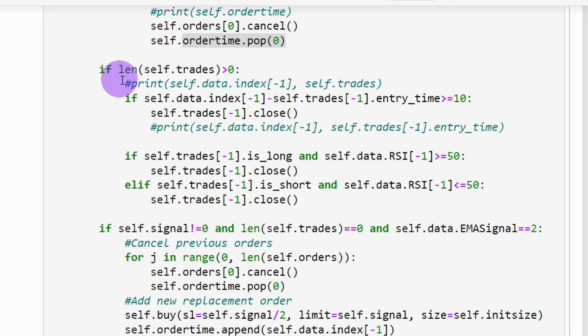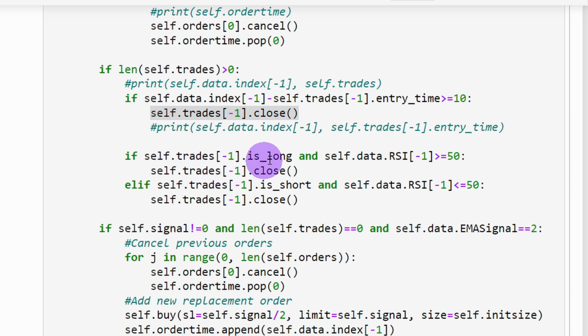Then I'm checking if I have open trades. So if the length of trades is positive, meaning I have open trades on the market, I'm going to check if the current time, meaning the trade creation time or trade entry time, is greater or equal than 10. So we have an open trade for more than 10 days on the market. We have to close the trade no matter what, if it's a winning trade or a losing trade.